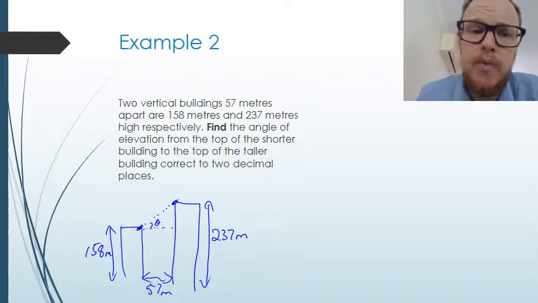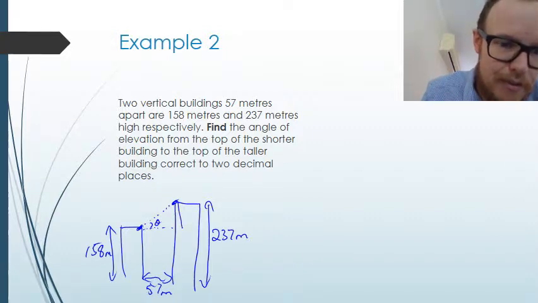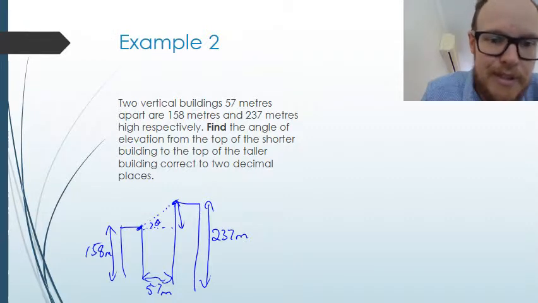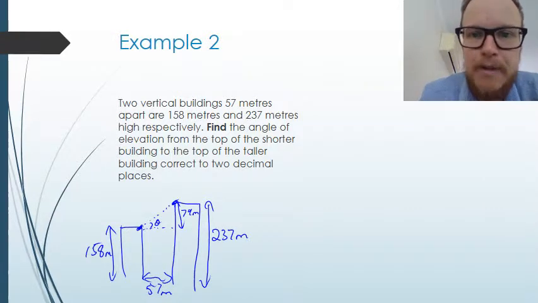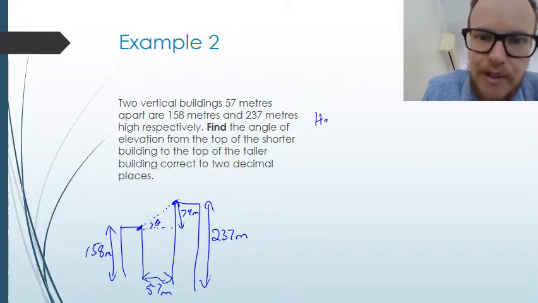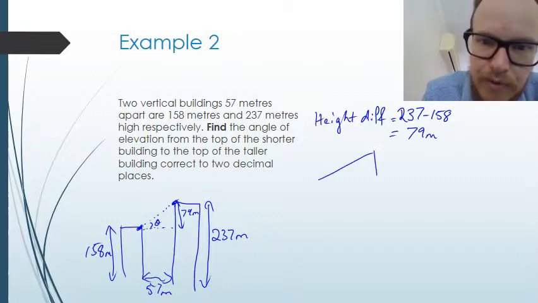Now we can try and find the height difference. The height difference from the top of the buildings is going to be 79 metres, from doing 237 metres minus 158. So we probably need to record that and write down the height difference. It's going to be 237 minus 158, which is 79 metres. We can draw our diagram now of our triangle. So we've got all the information we need.